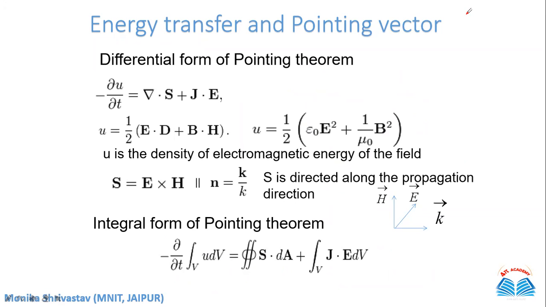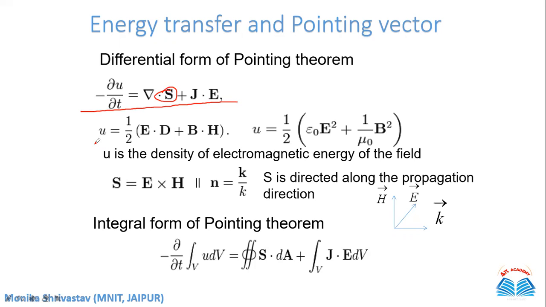Let's see that. On your screen, you can see an equation, minus du over dt equals to del dot S plus J dot E. This is called the Poynting theorem, and this is the differential form of the Poynting theorem. This is a renowned part of electrodynamics. We will use this theorem to derive this S. This is your Poynting vector.